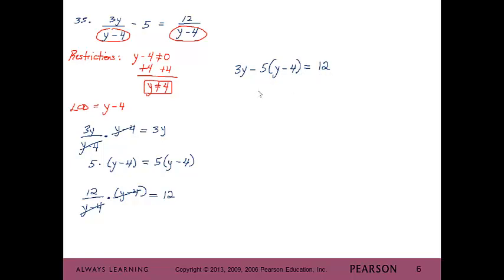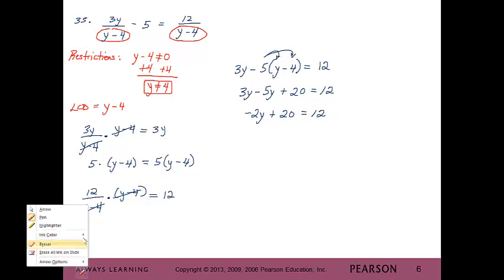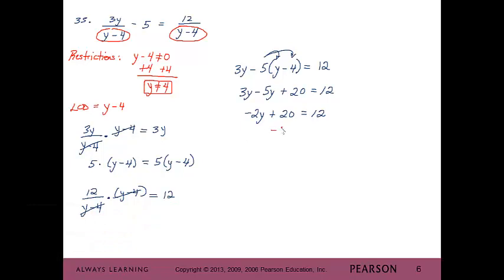Let's solve for y. So let's first distribute the negative 5 on the inside. So we have 3y minus 5y plus 20 equals 12. Combine our like terms, and we have negative 2y plus 20 equals 12. Now let's solve for y. So we're going to subtract 20 on both sides. And we have negative 2y equals negative 8. And then divide both sides by negative 2, and we end up with y equals 4.